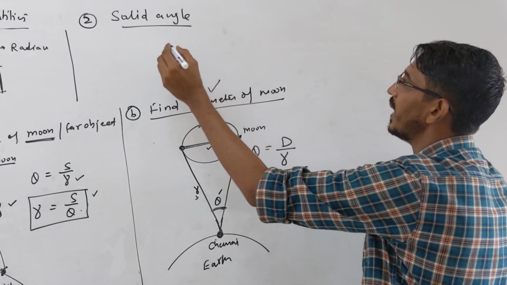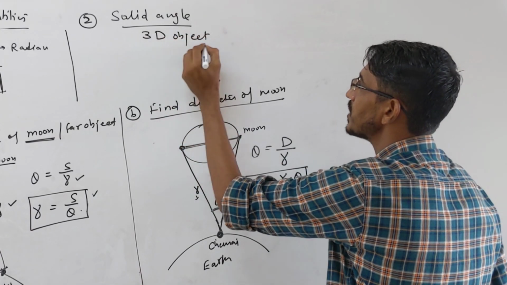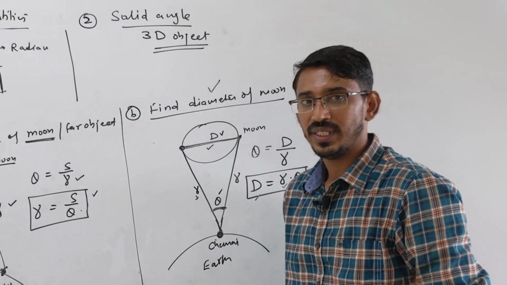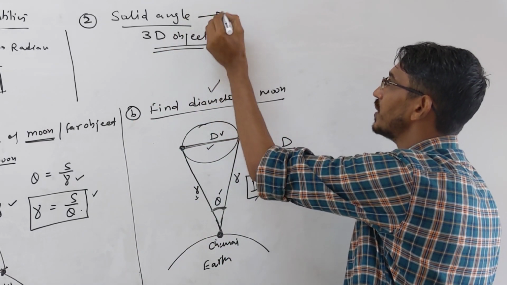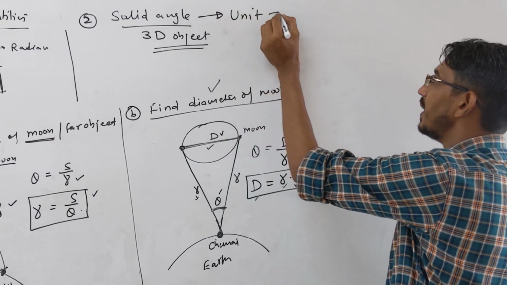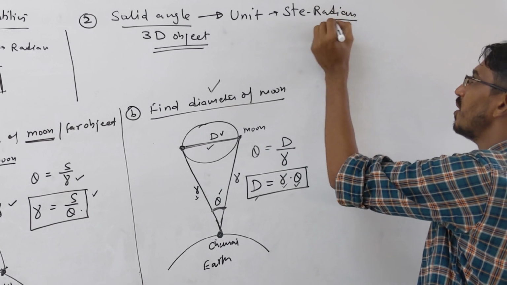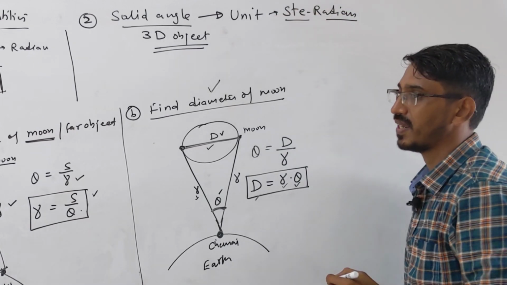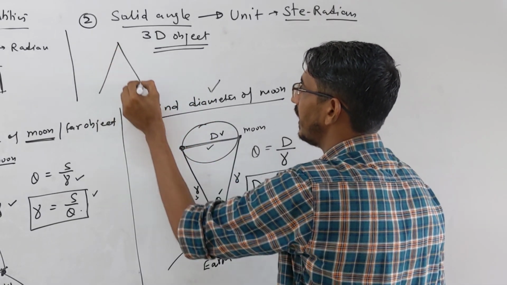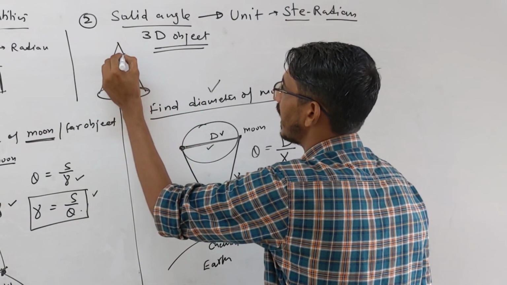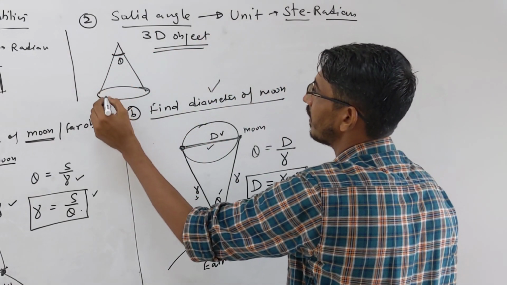Solid angle is what? The angle for 3D objects, 3-dimensional objects. For real life objects, we write the solid angle. And what is the unit of solid angle? Steradian, ste and radian. So just before radian, we put one more word, ste, steradian, right? Like you have a cone, this is a 3D object, then the angle of this cone is measured in steradian. This is called solid angle.